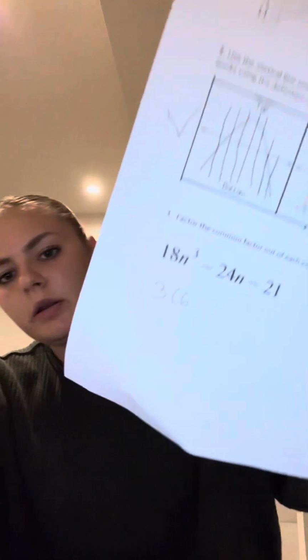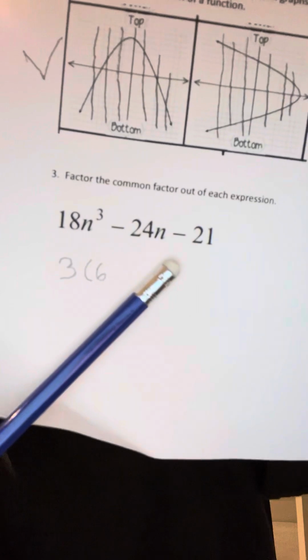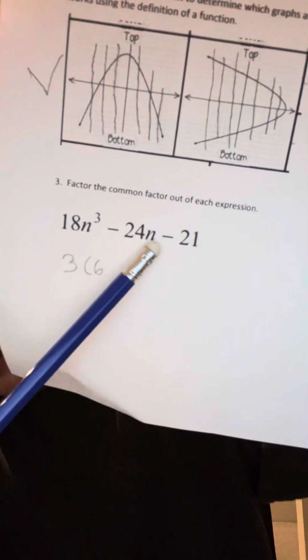Then you would put subtraction signs because that's what's there. And so it would be 6 minus, and then 24 divided by 3 is 8. And then same thing with a subtraction sign. And then 21 divided by 3 is 7. And so that's what it should look like.